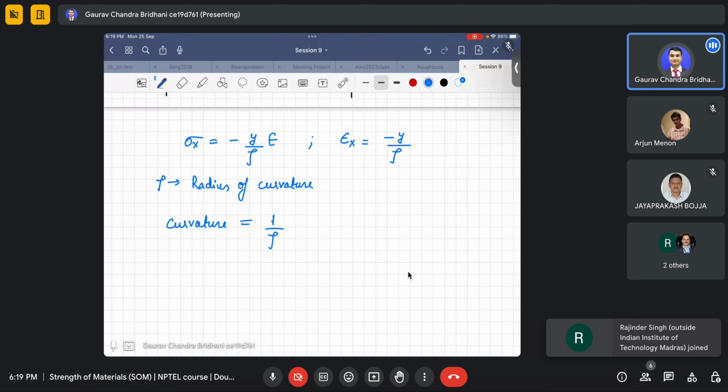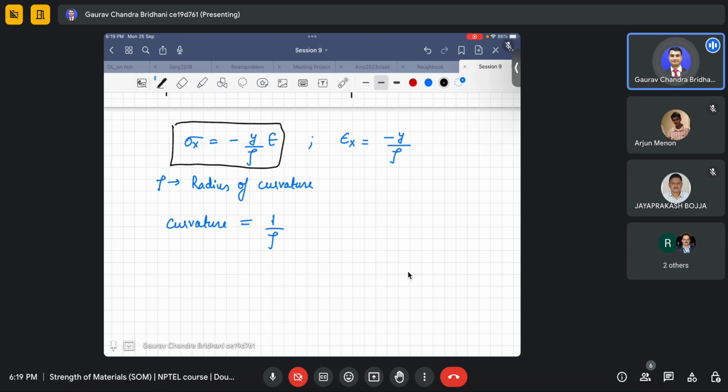So now we have to remember this one. This will be important for us, because if we know curvature or radius of curvature, we can find the sigma. Also we should remember how the epsilon, that is the strain, is varying. Our beam bending theory is based on the fact that the strain varies linearly along the depth of the cross section. So this is important.